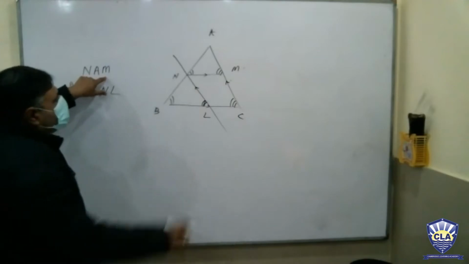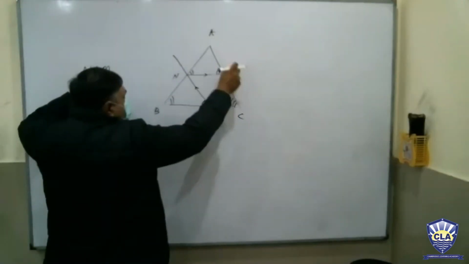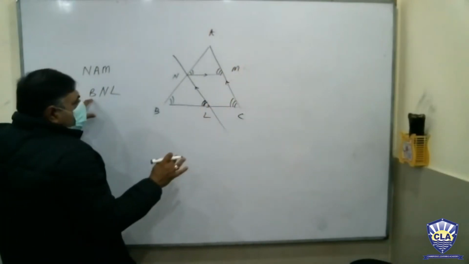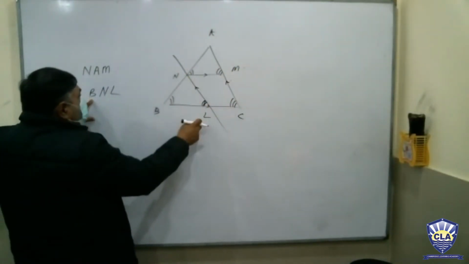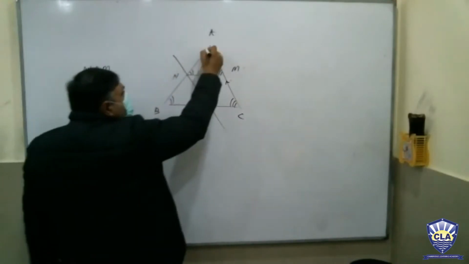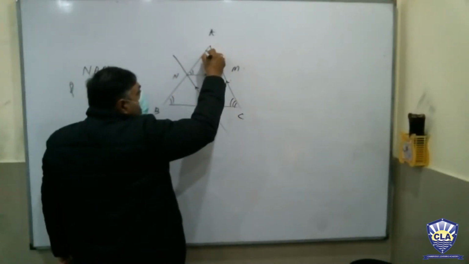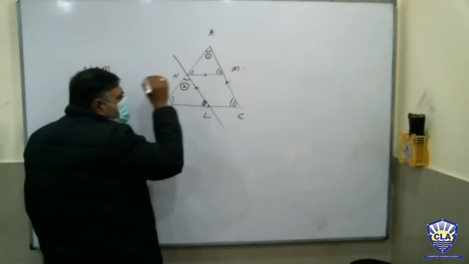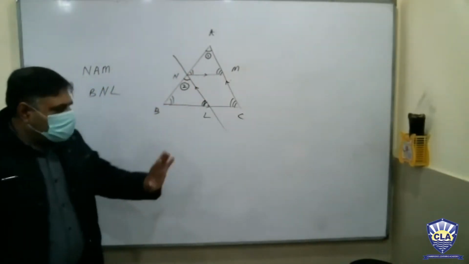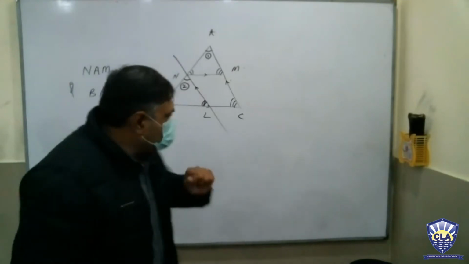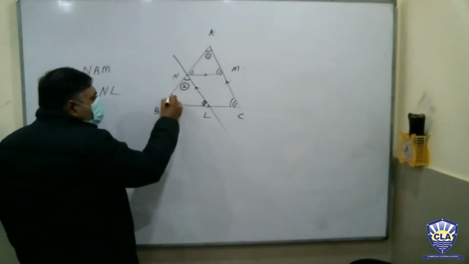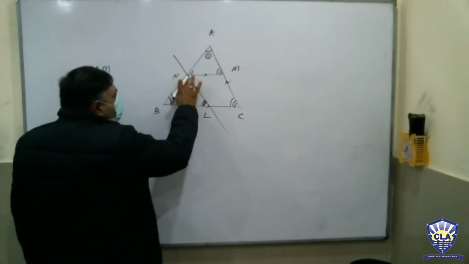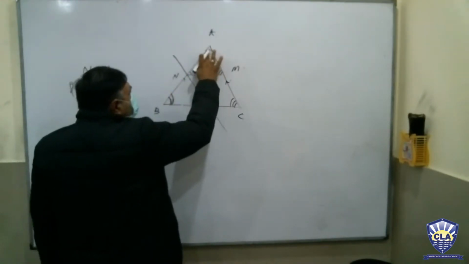N A M, N B L. Both the angles are equal. Okay, angle number 1 is equal to angle number 2. You said that. These two angles are equal. Acha beta, what is my point? I am ignoring these two angles.